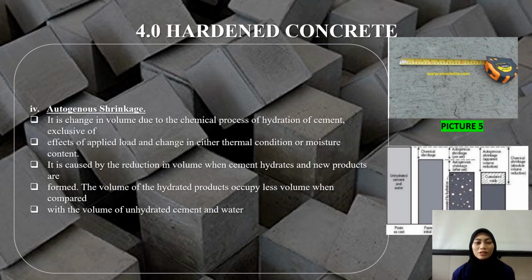Another type of shrinkage of concrete is autogenous shrinkage. It is a change in volume due to the chemical process of hydration of cement, exclusive of effects of applied load and change in either thermal condition or moisture content. It is also caused by the reduction in volume when cement hydrates and new products are formed. The hydrated products occupy less volume when compared with the volume of unhydrated cement and water.